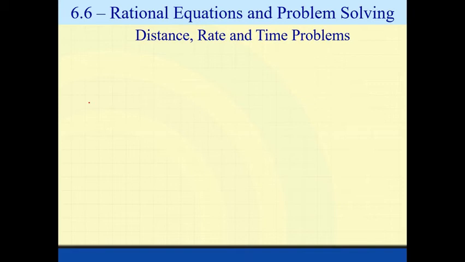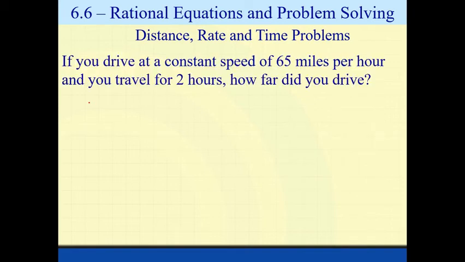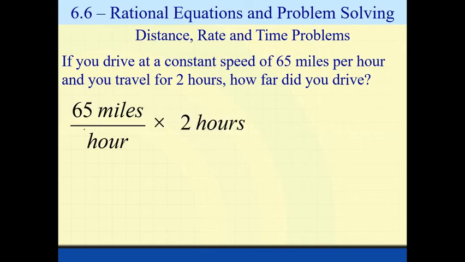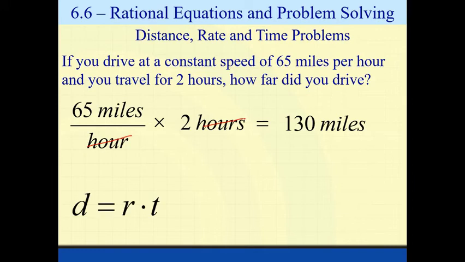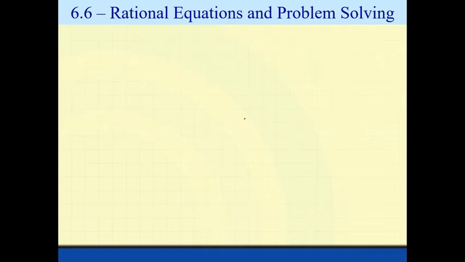All right, we'll take a look at some more distance, rate and time problems. So if you drive at a constant speed of 60 miles per hour and you travel for 2 hours, how far did you drive? So again, we're just multiplying. Notice how our time is going to cancel, leaving us with the miles. So remember, D equals R times T. D over R is equal to time, and distance over time is equal to rate.